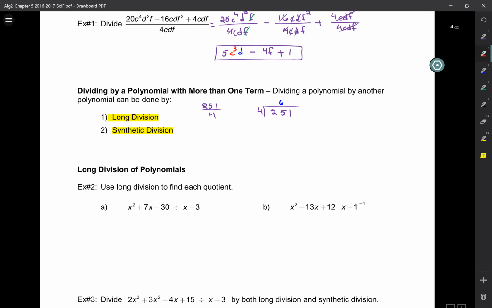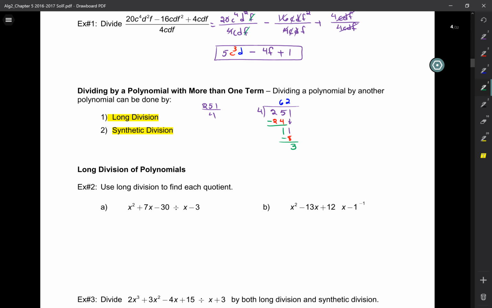6 times 4 is 24. And then what do I do? I subtract. And I get a 1, right? And then what do I do? I bring down the 1. Remember the good old days? And now what do I do? Now the whole algorithm starts all over again. So how many times does 4 go into 11? Twice. 2 times 4 is 8. And I subtract, and I get a remainder of 3.